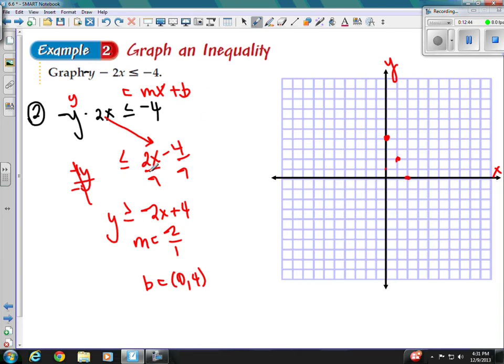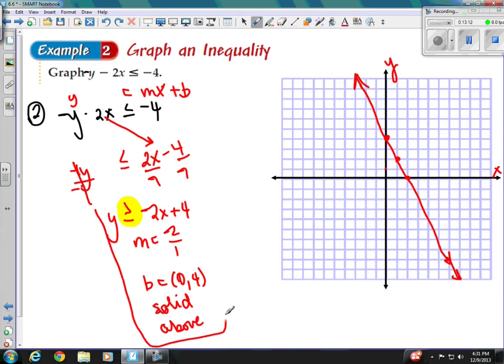Then we come back here and we look at our inequality symbol. And we say, what type of line do I need? Solid or dashed? It's underlined, so I need a solid line. So we come back through here and make a solid line all the way across our graph. And then it says greater than. So greater than means we need to shade above it.